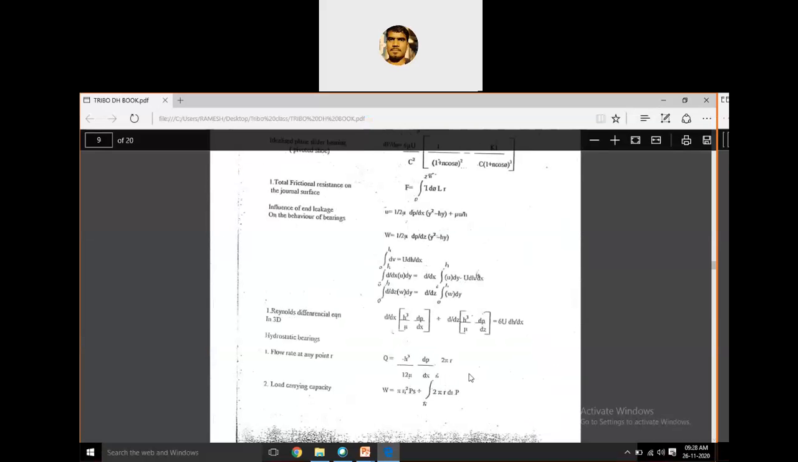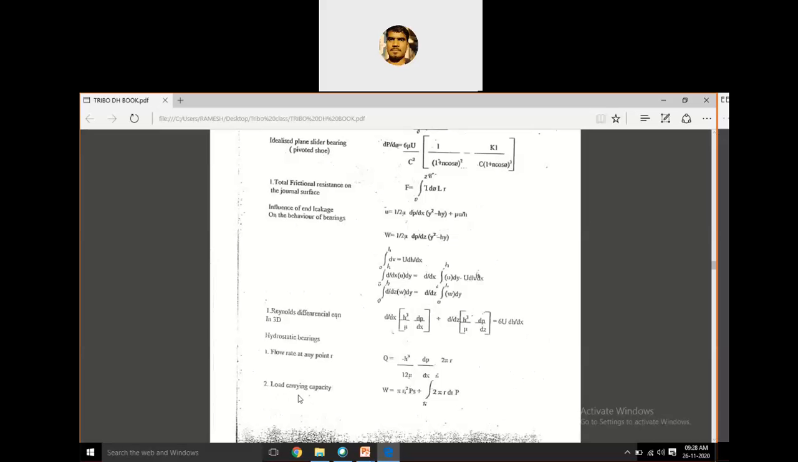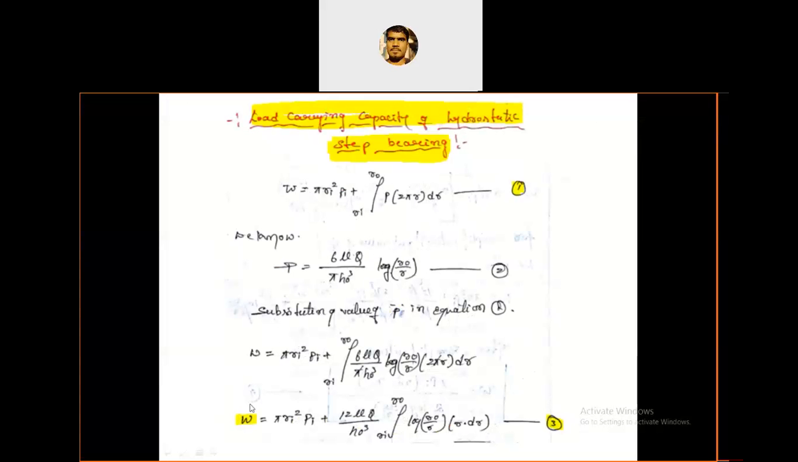See here. In this data handbook, you will get the load carrying capacity equation. You just take this equation, substitute the values and integrate. Okay, the same equation I used from the data handbook. If you want, you can write it from the data handbook. W is equal to pi Ri square Pi plus integration Ri to R naught P 2 pi R dr. Okay, this load carrying capacity consists of two parts.